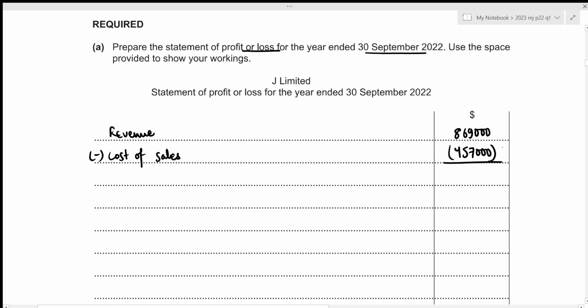Now the difference between these two amounts is just going to be our gross profit. So that's 869,000 minus 457,000, which results in 412,000. That's the gross profit.